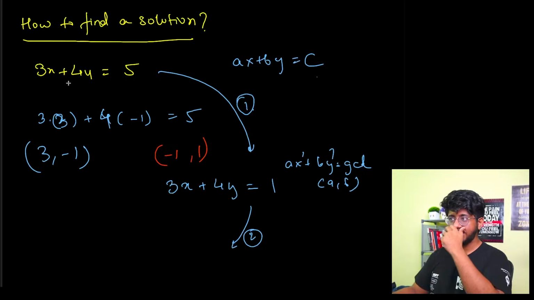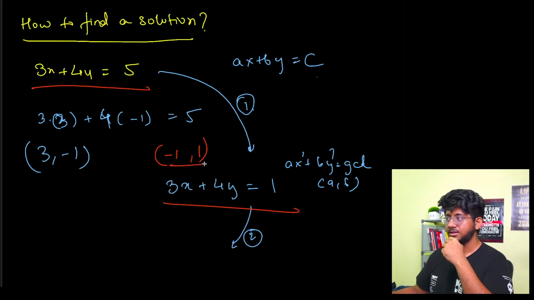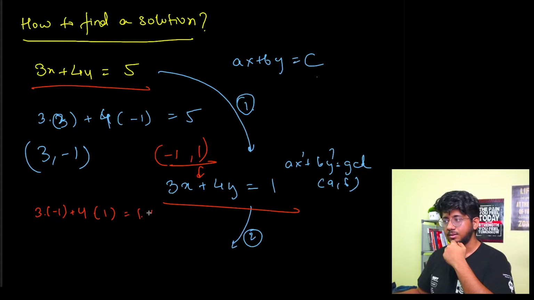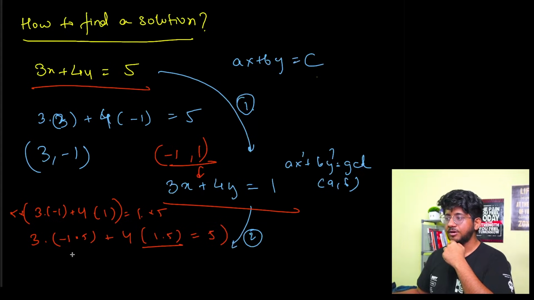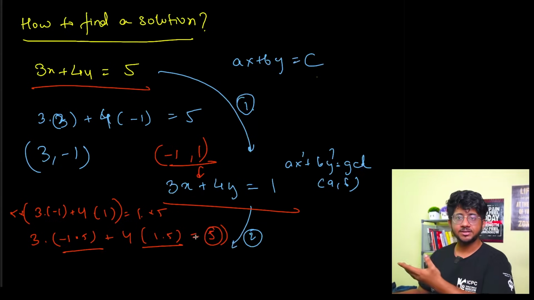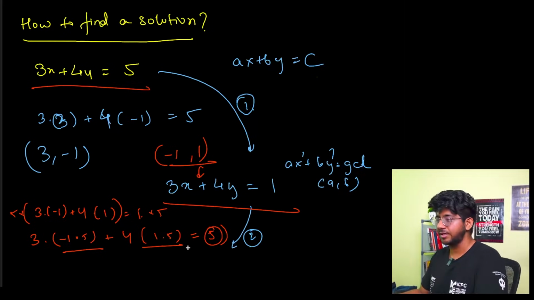And then, what will be a solution for equal to 5? Maybe if I just multiply both sides by 5, right? We know 3 times minus 1 plus 4 times 1 is equal to 1. Multiply 5 on both sides of the equation. So it's like 3 times minus 1 times 5, I'm just putting that 5 inside, plus 4 times 1 times 5 equal to 5. So you now have one solution for the equal to 5 case, very simply, available over here.